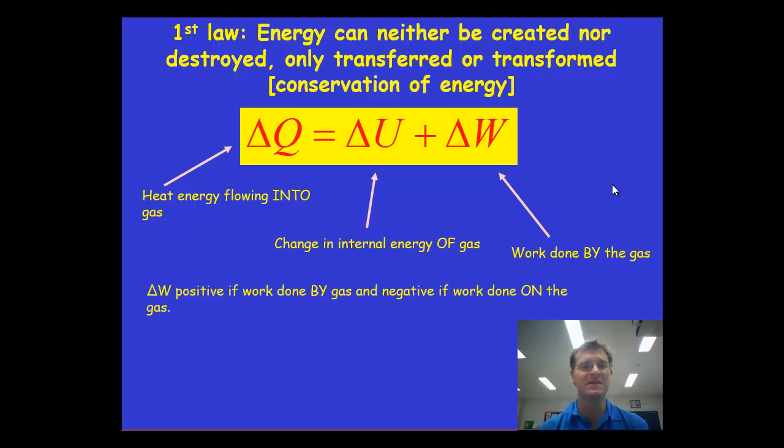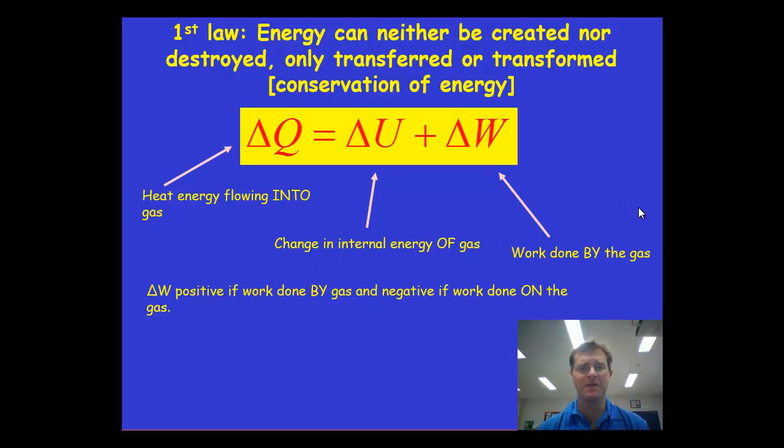It should also be noted that this change in work is positive if it's work done by a gas. Later on we're going to see some examples where that's going to be a negative value when we're considering doing work on the gas itself. So if someone is putting effort in to compress the gas, then that would be an example of a negative value for the work done. But the conservation of energy is still valid.